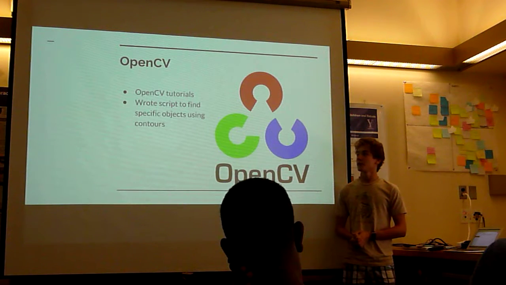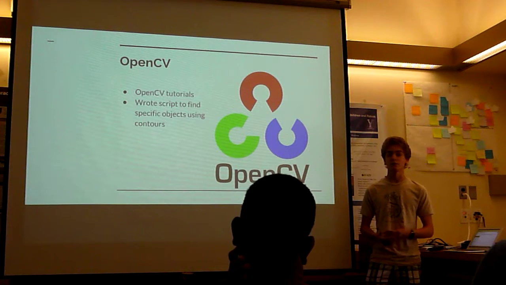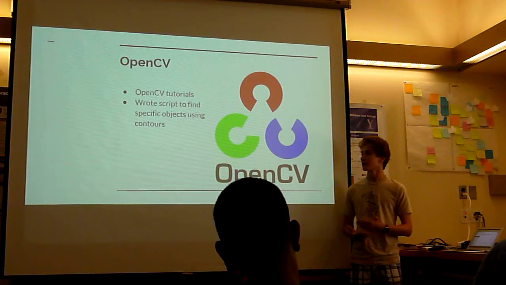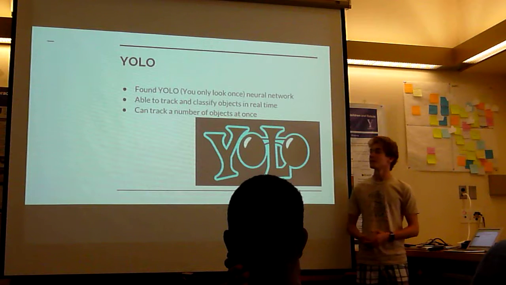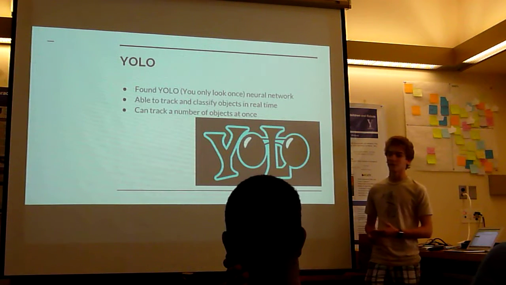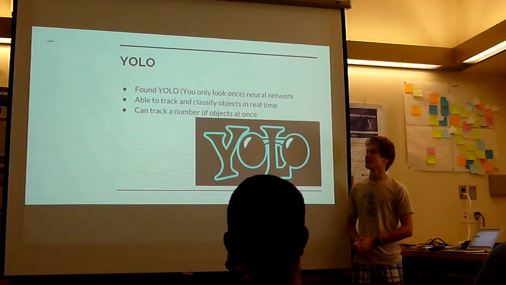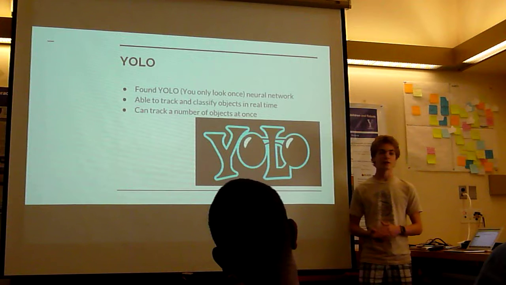However, I met with a PhD student in the graphics lab, and he suggested that instead of trying to write my own script, I find an open source software that does the same thing as I wanted to do. And so after some research, I found the YOLO neural network. It stands for You Only Look Once. And it is able to track and classify objects in real time, as well as track multiple objects at once.